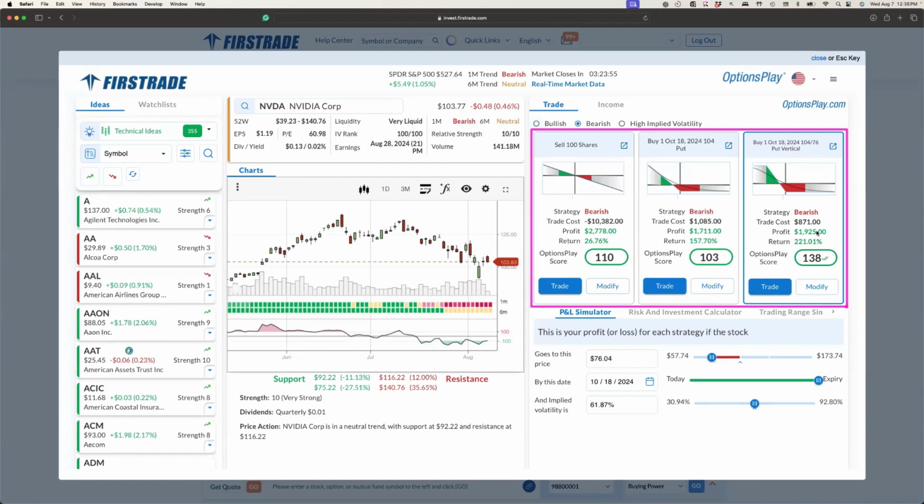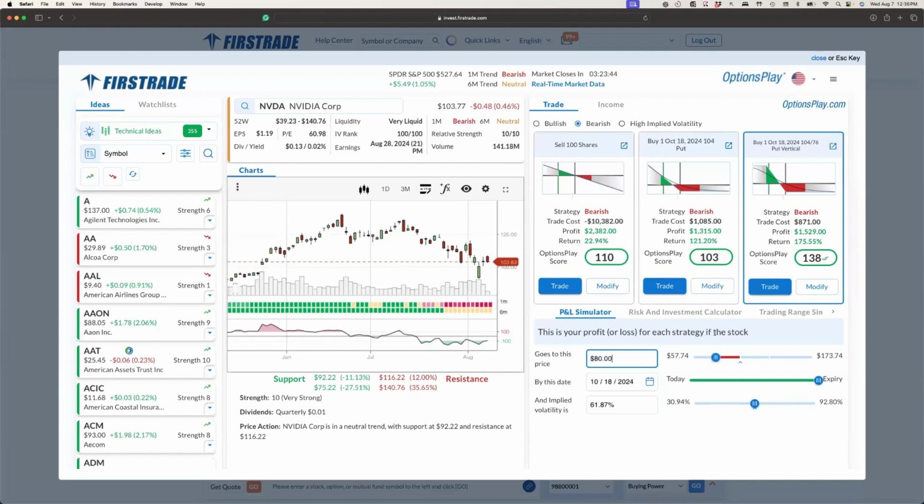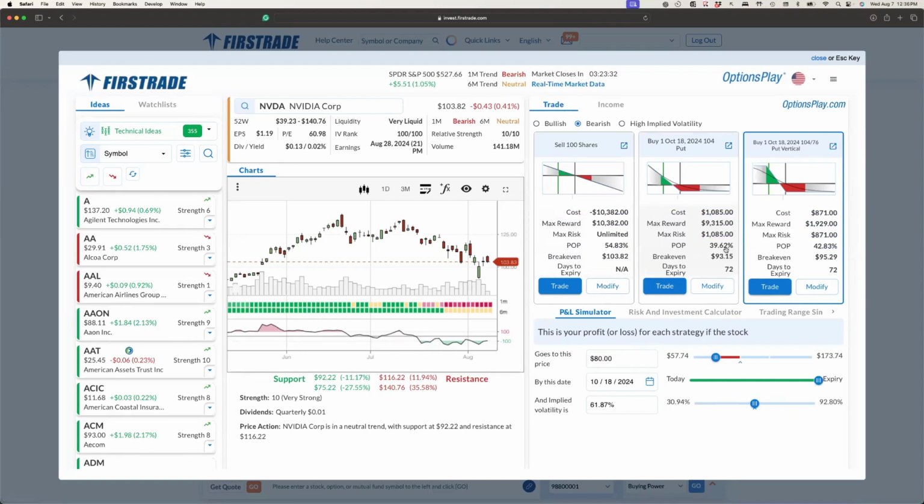And it gives you the tools to help you compare the strategies side by side. So let's say you believe NVIDIA is going to get back down to, I don't know, $80. You can type that into your P&L simulator, and you'll be able to see what your profit potential on these strategies is, compared side by side. It'll tell you how much each trade costs, what your profit potential is, and then if you click on it, you can even see things like max risk, max reward, your probability of profit, and your break-even price.